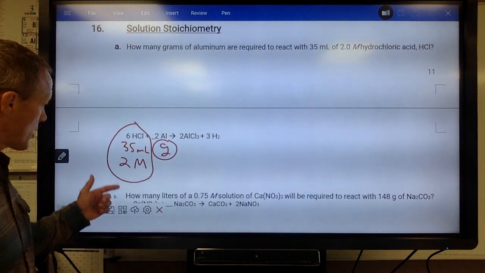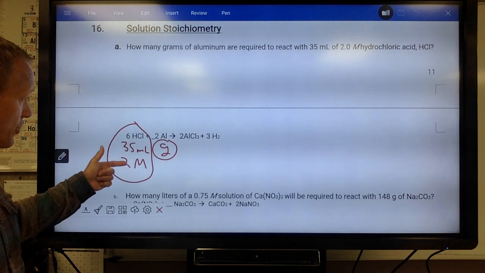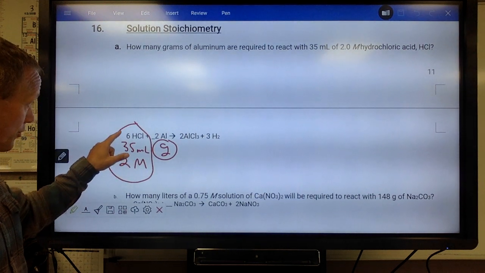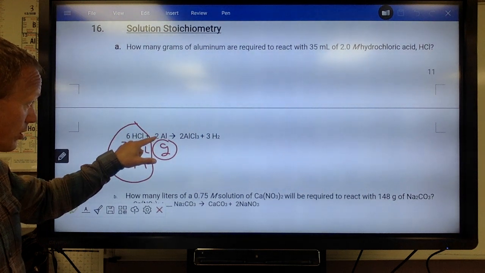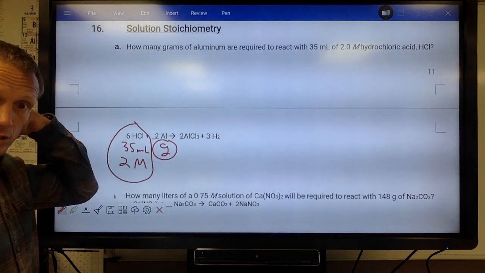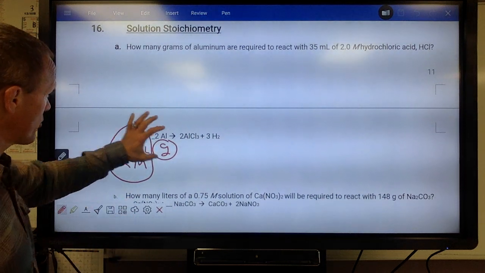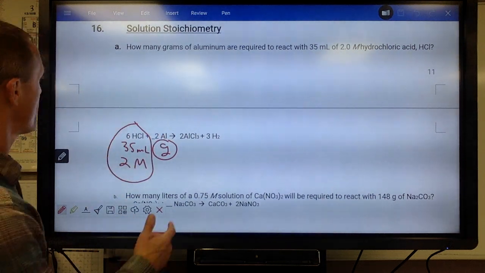Remember, in that many milliliters of that concentration, there's a certain number of moles of HCl. So we need to get that into moles, do our ratio, which is 6 to 2, and then turn it back into grams of aluminum. My one rule is I never start with molarity. I always start with my milliliters, and put that into liters.